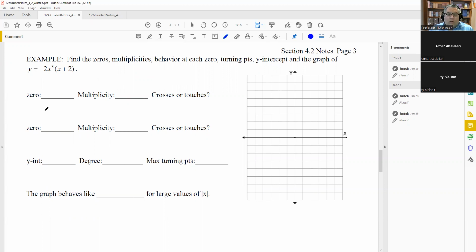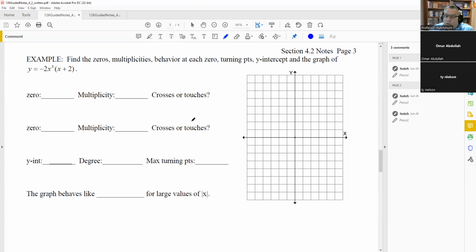Now, when you do these problems in MyOpenMath and also for a test, you're going to have the correct number of blanks for how many zeros and multiplicities there should be. For instance, this one has two different factors, so there are two different zeros. You always will know exactly how many blanks to fill in. That's how the problems are going to be set up for us.